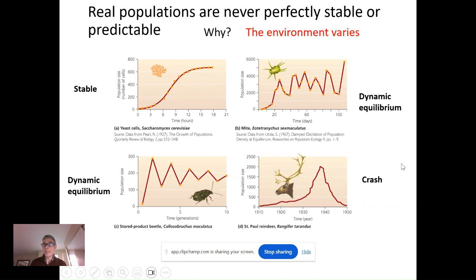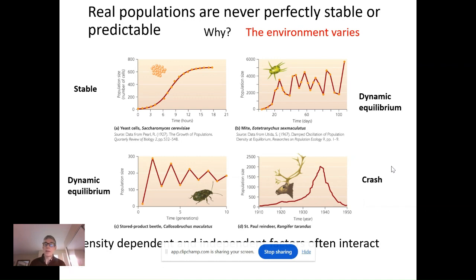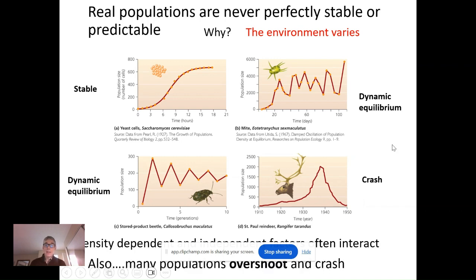Well, reality is that the environment varies. It's an unpredictable place, and so that causes these kinds of fluctuations. So let's think about a few ways that might happen. We're going to look at those density dependent, and we're going to bring back those density independent factors to see how that might be. That last one, of course, is also particularly important, this idea of a crash, and that's because we are worried about that sort of thing. And in particular, we're going to come back to this in our next lecture when we talk about humans.